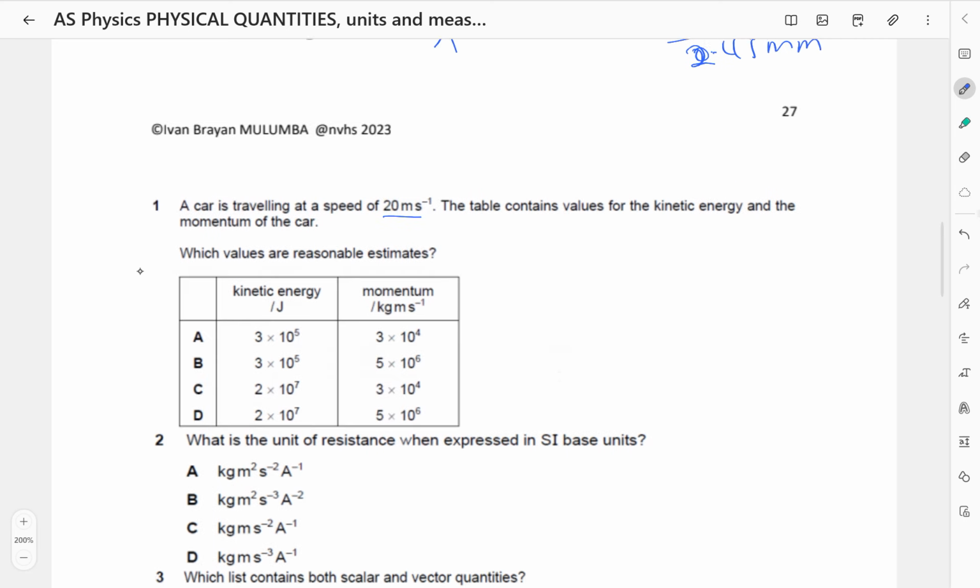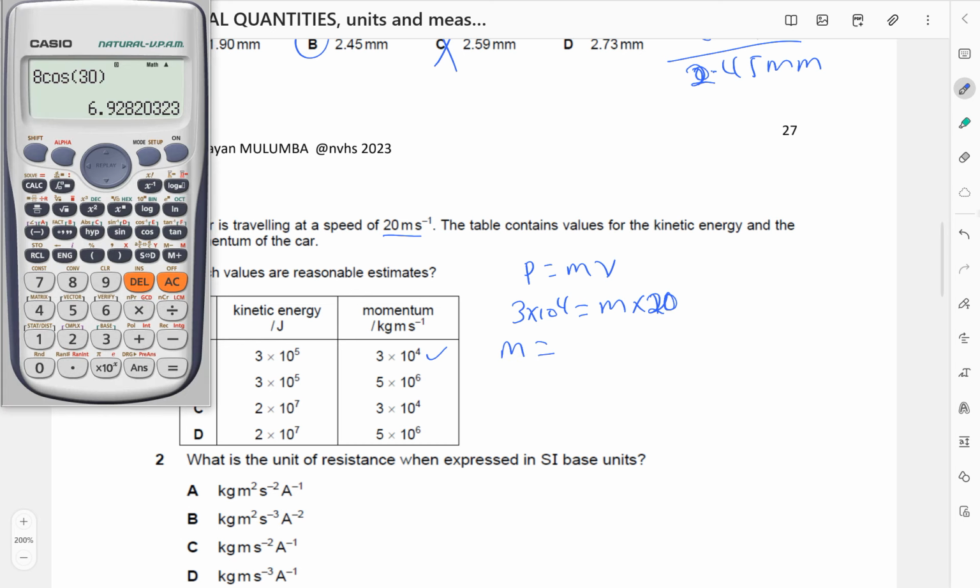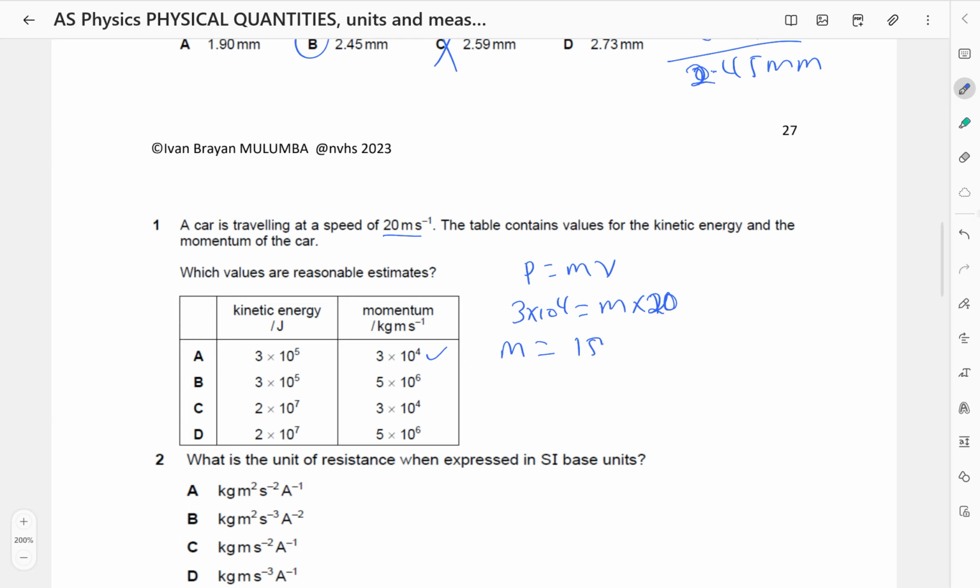I can use momentum to check the mass. Momentum is mass times velocity. Let me check the first row. If the momentum is 3 times 10 power 4 and the velocity is 20, what is the mass? If the mass is reasonable, then that is a reasonable estimate. 3 times 10 power 4 divided by 20 is 1,500. I think that is a reasonable estimate for the mass of the car.